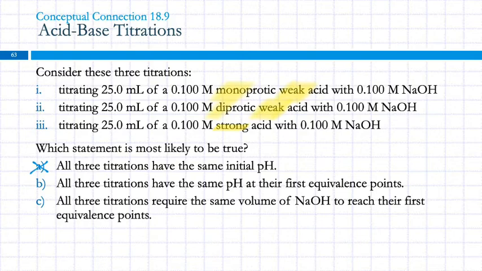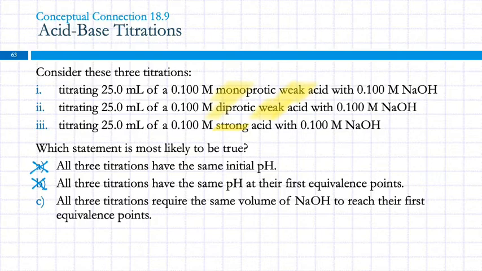All 3 titrations have the same pH at their first equivalence point. What is the pH at the equivalence point for a strong acid? 7. What is it for a weak acid? Something above that, right? It's not that. So they can't be the same. And we don't have to get all the details of that. We just need to find enough to show that that one's false.